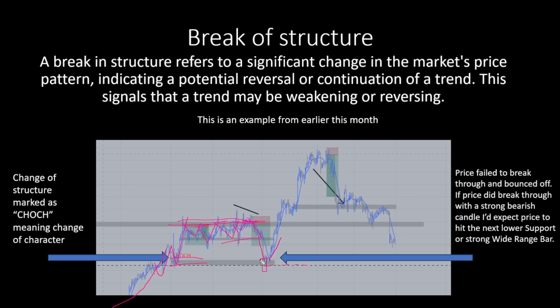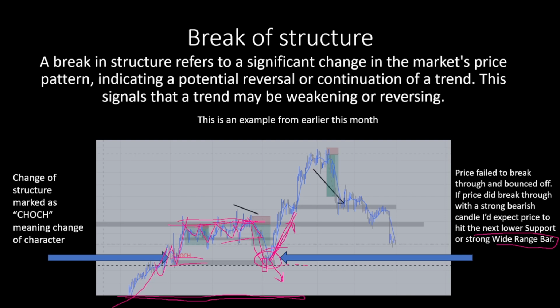So a change of structure is just marked as CHoCH, meaning change of character. So if it breaks below this level, it's very likely that it's going to run to the next level of support that would be even lower. For this example here, you can see price failed to break through and it bounced off. So this is not a change of character. It's continuing. It's come back down, grabbed liquidity, and carried on the move. So as I said, if it broke through with a strong bearish candle, we'd expect it to hit the next lower support or a strong wide range bar.